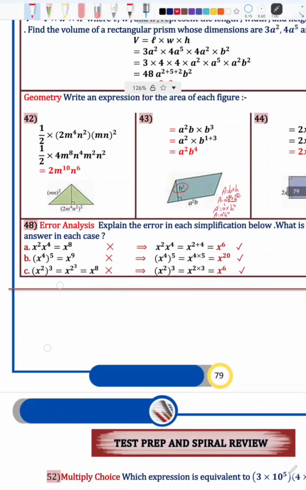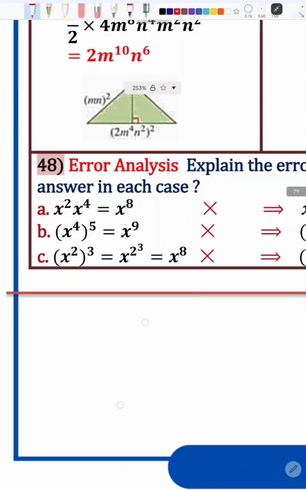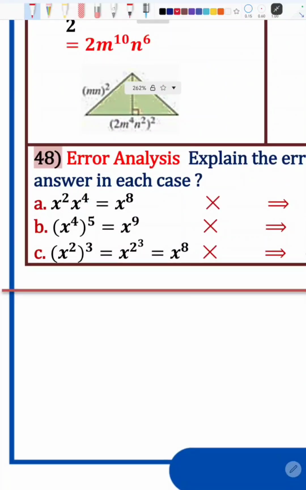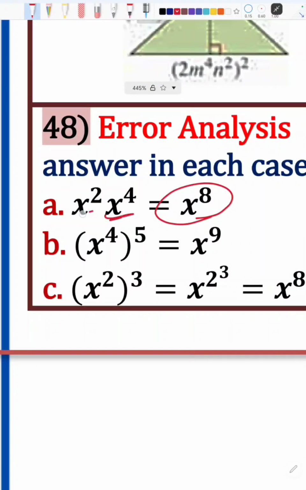Now we have a common mistake, error analysis. x power 2 times x power 4 is equals to x power 8. No, why? You have the same base. When there is nothing, it will be multiply. In this case, when you multiply and the bases are the same, you have to add the powers. So it will be x power 6, not x power 8.